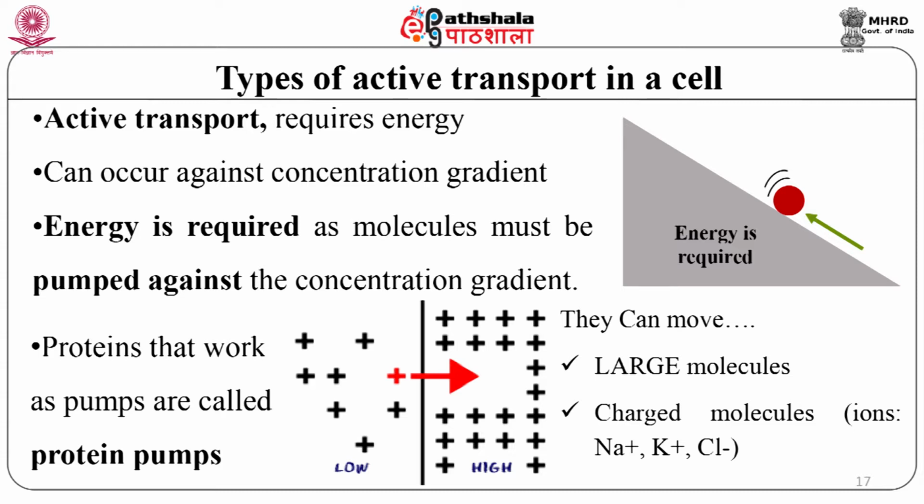Example: body cells must pump carbon dioxide out into the surrounding blood vessels to be carried to the lungs for exhalation. Blood vessels are high in carbon dioxide as compared to the cells. So, energy is required to move the carbon dioxide across the cell membranes from low to high concentration.